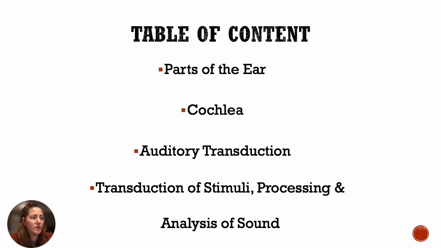Starting first with the three parts of the ear, the outer, middle, and inner section, we will look at how they play a role in our ability to hear. Then we'll look closely at the cochlea and lastly discuss specifically the process of transduction, which is converting sound or external stimuli into electrical impulses that our brain can process.